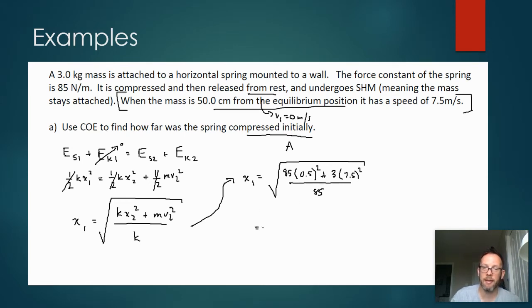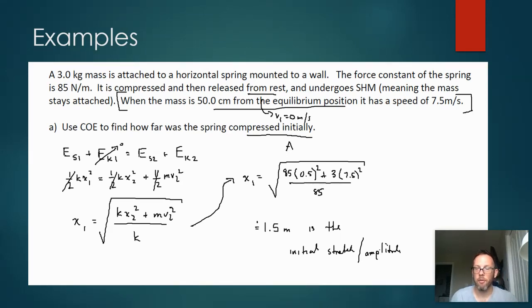So what we're expecting is a larger stretch than 0.5, because it's the amplitude, right? So 85 times 0.5 squared plus 3 times 7.5 squared, divided by 85, square root. I got about 1.5, which makes sense, it should be larger. This is a pretty long mass on a spring, but that's okay. So about 1.5 meters is the initial stretch, slash the amplitude.